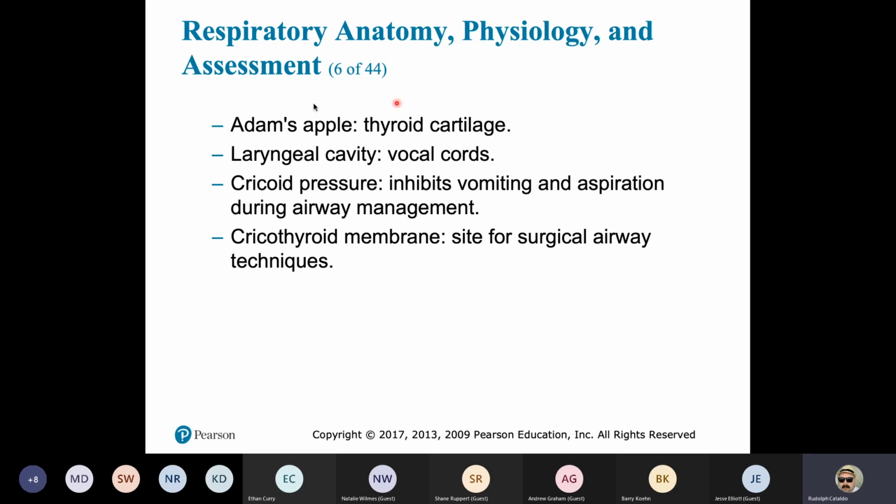Adam's apple, thyroid cartilage. In males, obviously, it's more prominent. Our laryngeal cavity contains our vocal cords, which I'll pull up a picture of shortly. Has anybody ever, maybe during a code as an EMT, asked for cricoid pressure or to perform a Sellick's maneuver? Have you ever heard of that?